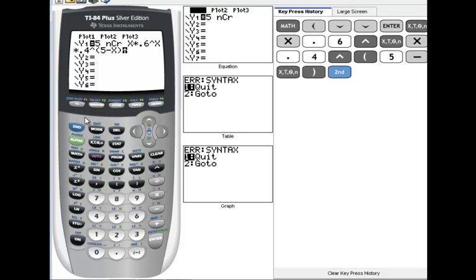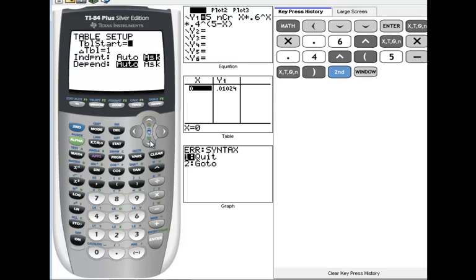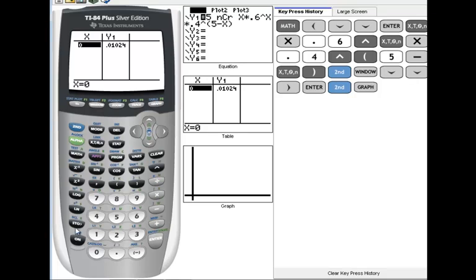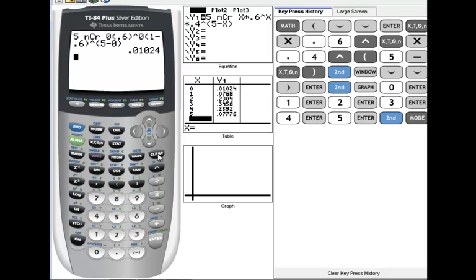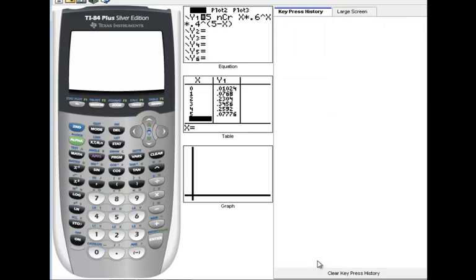Then hit second table set. Double check that you're in ask mode. So on independent variable, hit enter to be in ask mode. And then hit second table. If you type in the number 0, you get back the same probability. If you type in 1, 2, 3, 4, and 5, you'll get the probability distribution values that we were looking for.